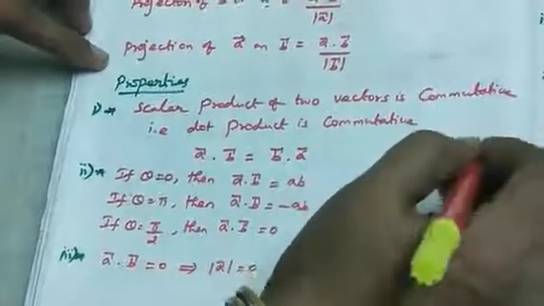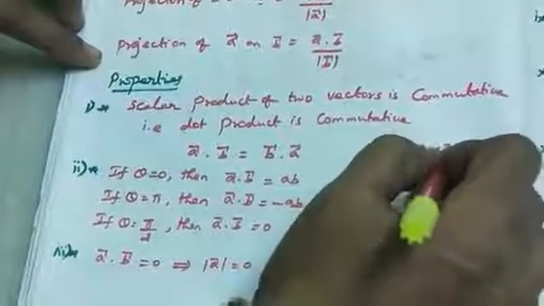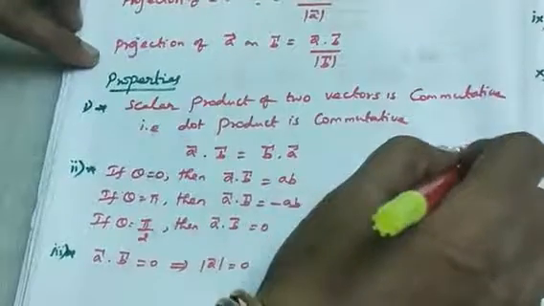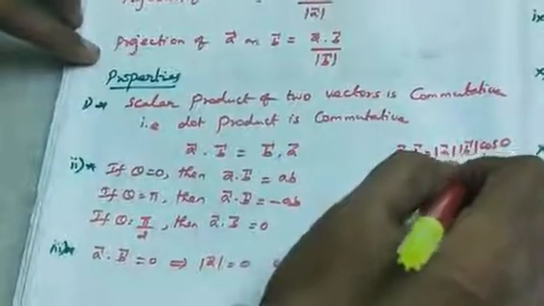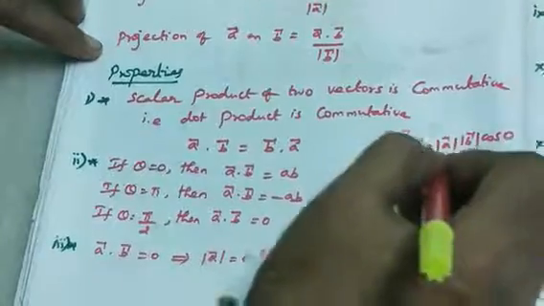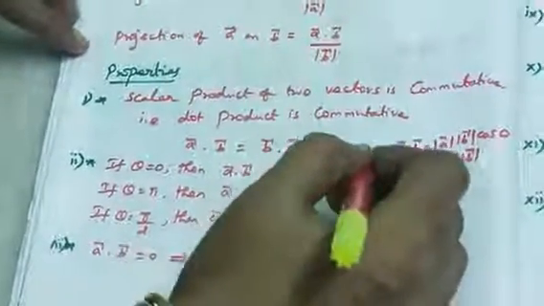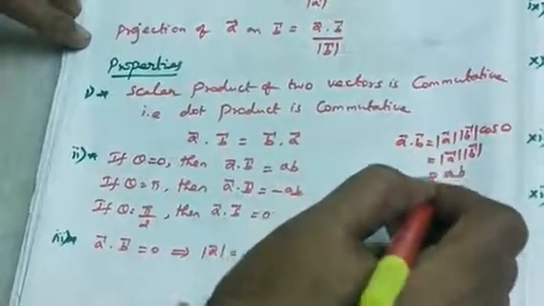Here we put 0 in place of theta. cos 0 is 1. So modulus of a vector into modulus of b vector. Modulus of a vector can be written as a, modulus of b vector as b. So a vector dot b vector is equal to ab.